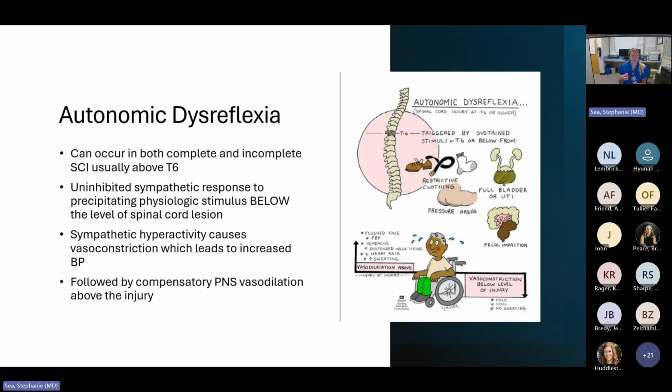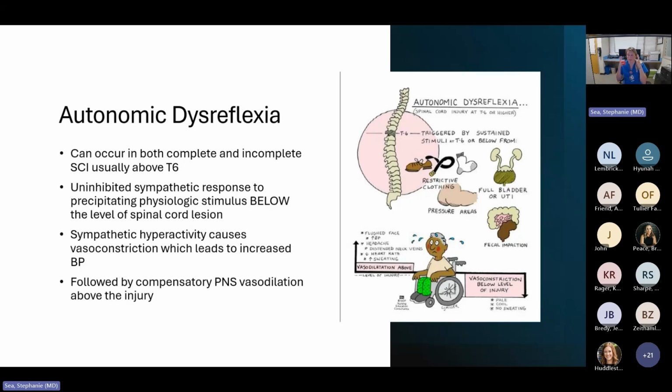Autonomic dysreflexia is a super cool thing. It does happen. It's even in PM&R's notes as something to look out for. So just to remind you guys, it can happen with a spinal cord injury at T6 or above, and it's triggered by some random stimulus. So restrictive clothing, pressure ulcer, a full bladder, needing to have a bowel movement, and it will just cause ridiculous high blood pressure, followed by vasodilation.